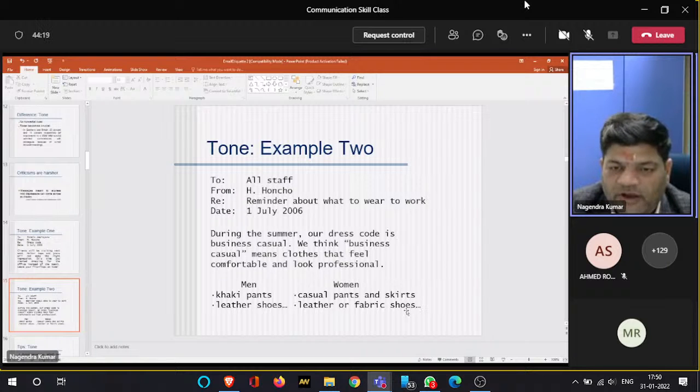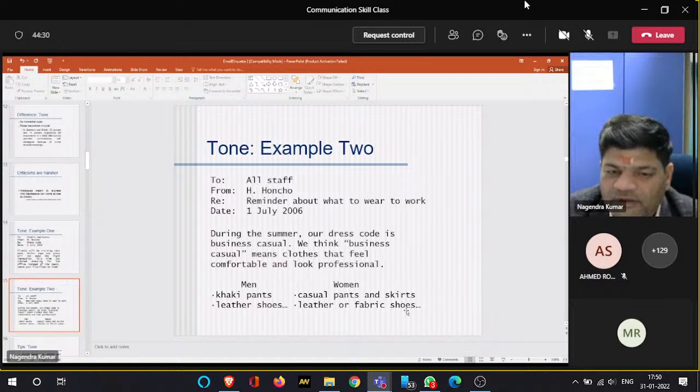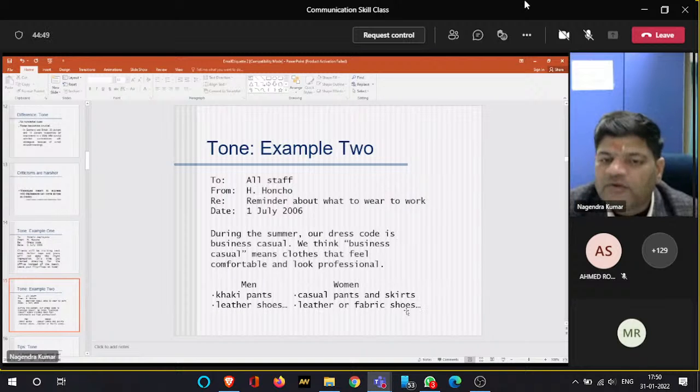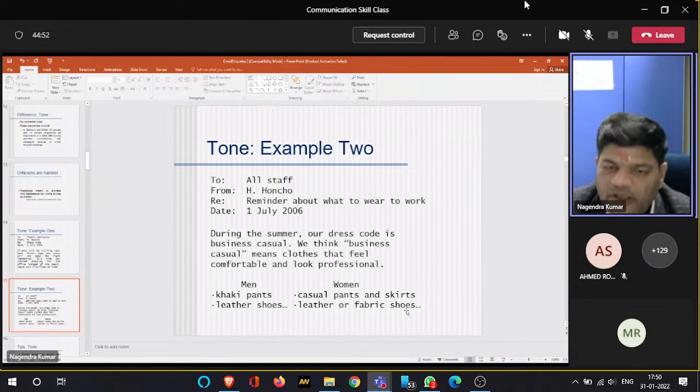So during the summer, our dress code is business casual. We think business casual means clothes that feel comfortable and look professional. Men, khaki pants, leather shoes. Women, casual pants and skirts, leather or fabric shoes. Now, this looks like a professional message, where you are not hurting anybody and you are putting your point across.